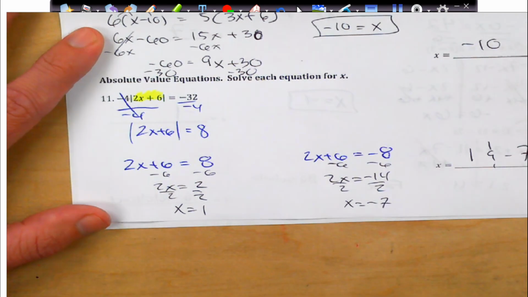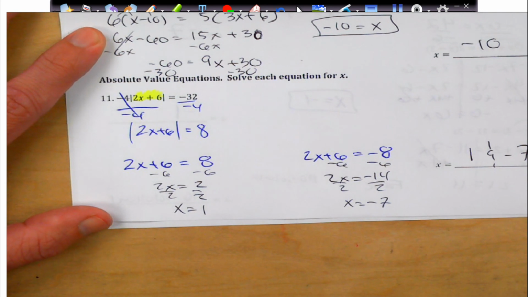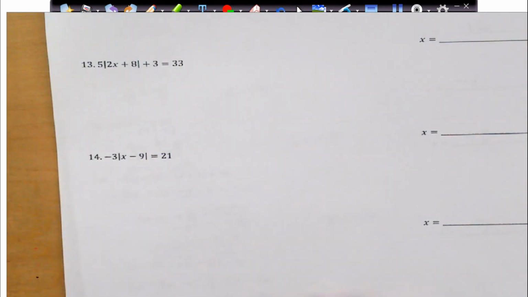So absolute value equations, a lot of times you end up with two different answers or two different equations. So you got to always be careful that you set that up correctly. Alright, moving on. Okay, we got 3 more.